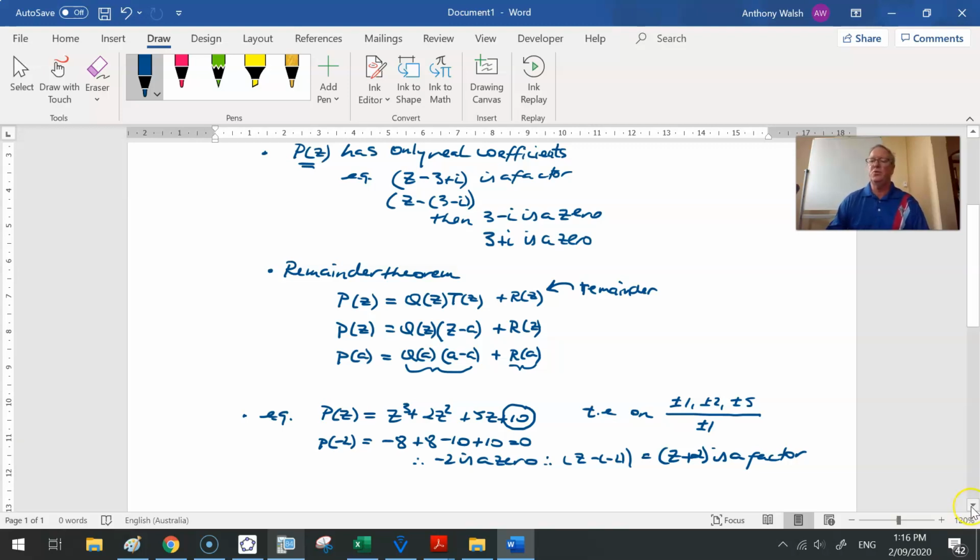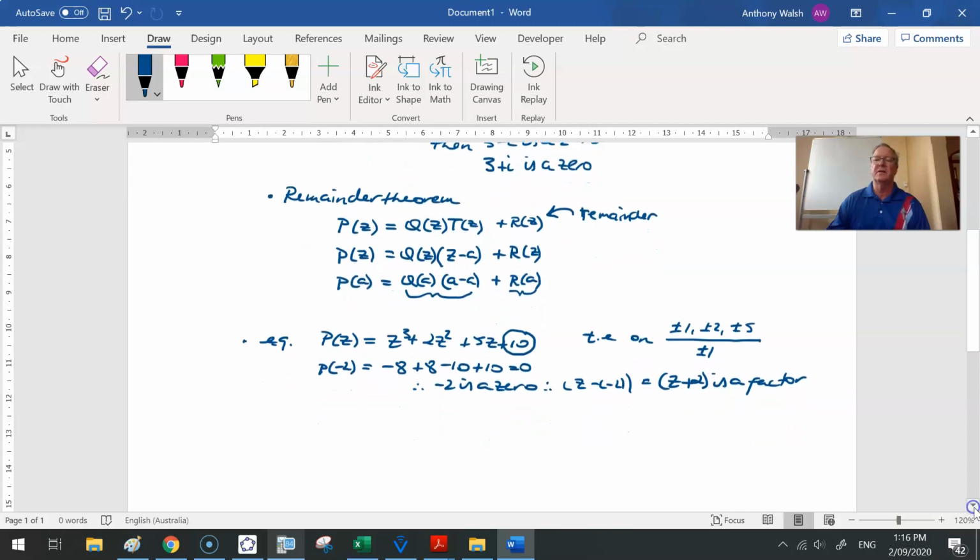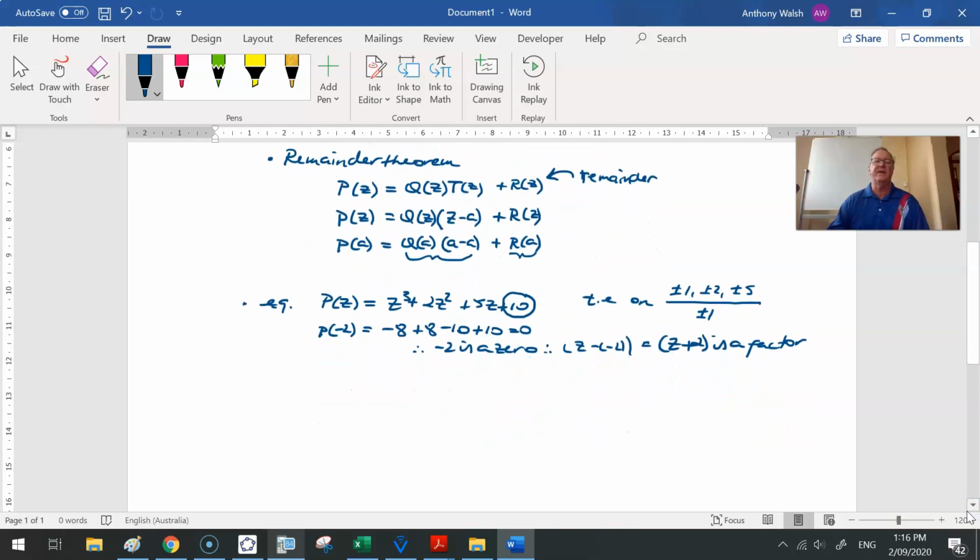Now there's negative 2 is 0. There's 2 other zeros that we need to find, and their factors. So this is where we start doing a bit of long division. We know that z plus 2 is a factor. So we're going to take z plus 2 and try and divide it into z cubed plus 2z squared plus 5z plus 10 and see how it goes.